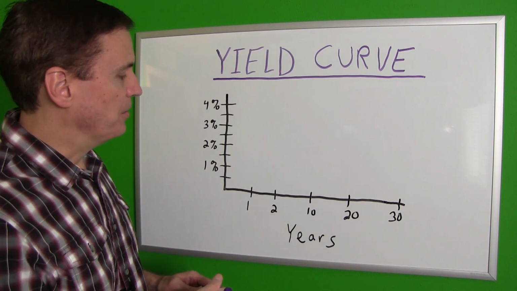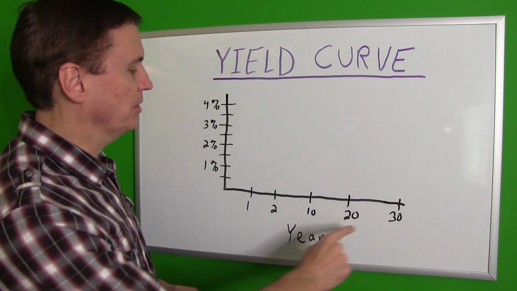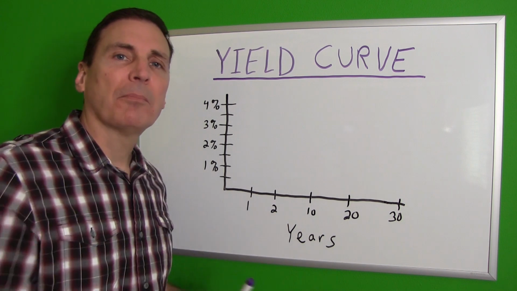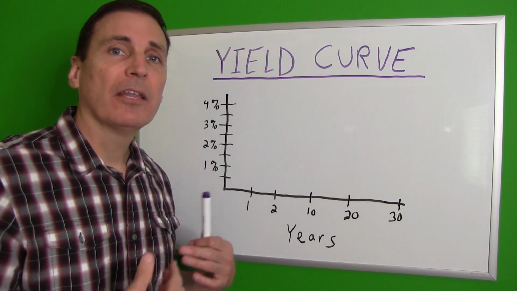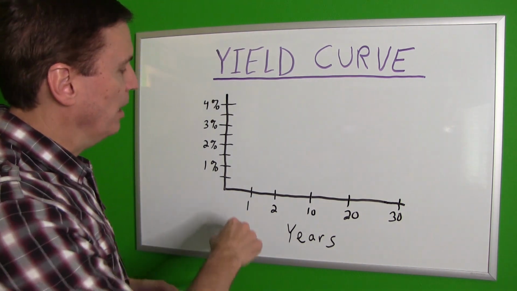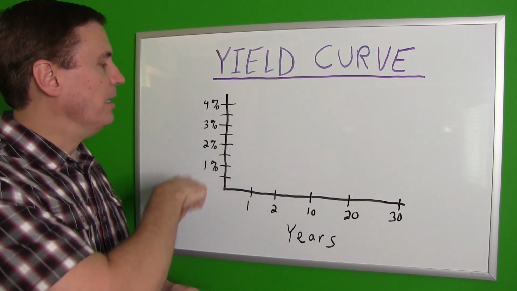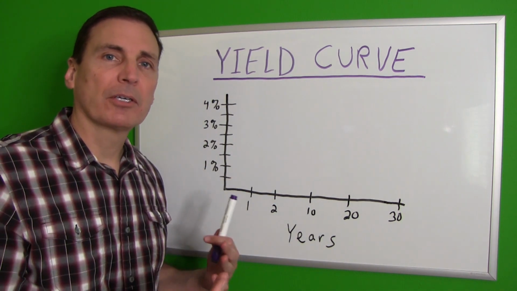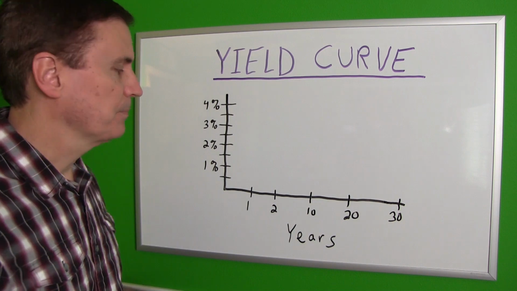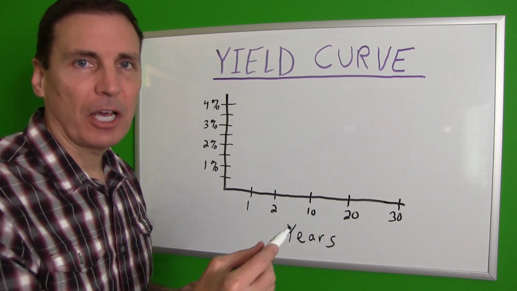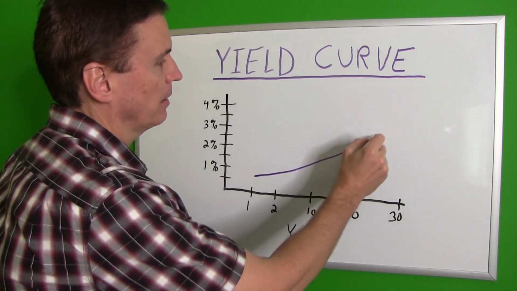So let's look at this graph here. On the x-axis I have years, and this is the bond length, how long the bond is issued for, that is how long the government is borrowing money for. And on the y-axis I show the rate of return of the bond or note or bill, whatever they are issuing. Now a normal yield curve is upward sloping, like that.